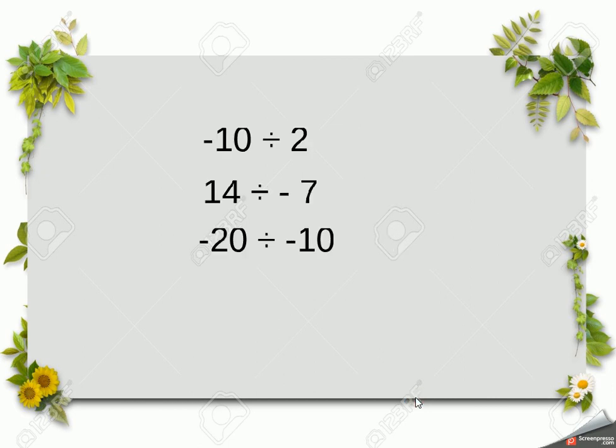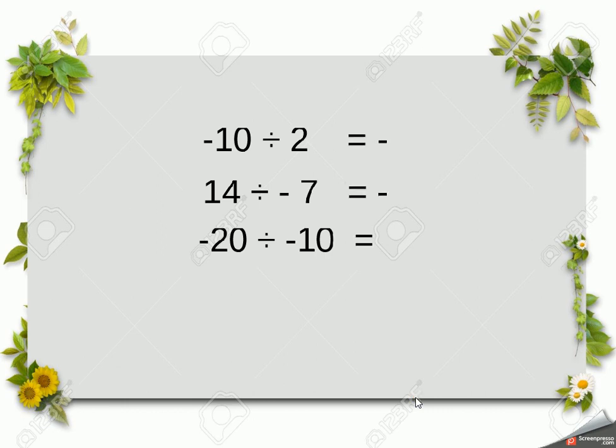Now you'll be happy to know that it's pretty much the same process, or it is the same process with division. If the signs are different, our answer is going to be negative. If the signs are the same, the answer is going to be positive. So in the first one, we've got -10 divided by 2. So that's a negative divided by a positive, which is going to give us a negative. 14 divided by -7, so it's a positive divided by a negative, which is going to give us a negative answer. And then -20 divided by -10, well, they're both negatives, the signs are the same, so the answer is going to be positive.